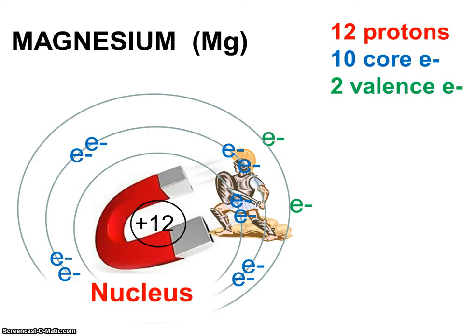So if we look back at magnesium, here we have our 12 protons being represented as a magnet pulling on these valence electrons. However, all of these inner core electrons are shielding or protecting the valence electrons from that charge. So when we say the nuclear charge is positive 2, the reason it's not positive 12 is because we have to take into account the electron shielding by the inner core electrons.